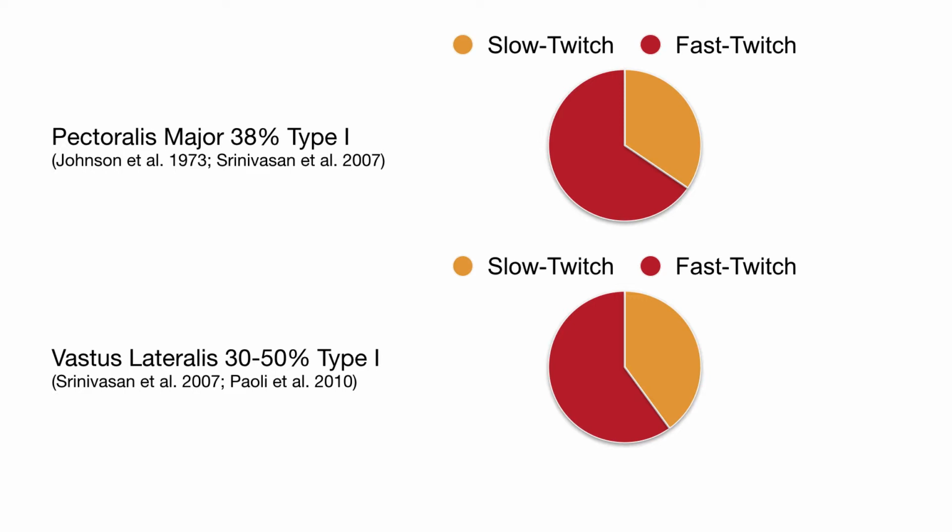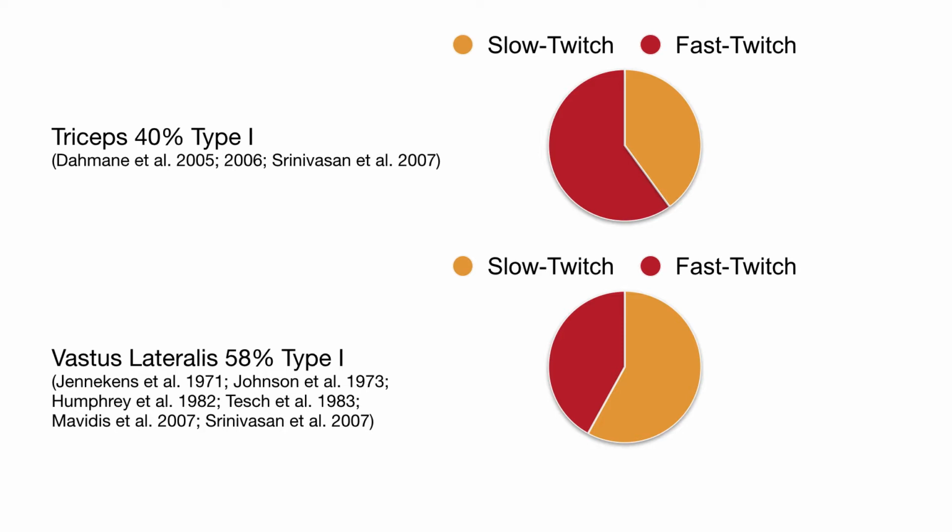Now, when we look at the upper body, things are a little bit different because there are not as many postural muscles. So the pectoralis major is mixed fast twitch, roughly 38% type 1, meaning it's almost 40 to 45% fast twitch. And the latissimus dorsi is somewhere between 30 to 50% type 1, meaning it's anywhere between 50 to 70% fast twitch.